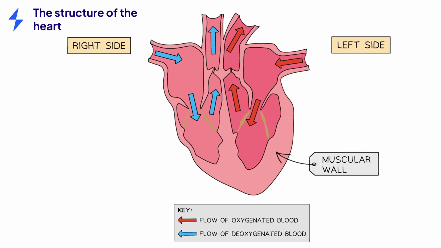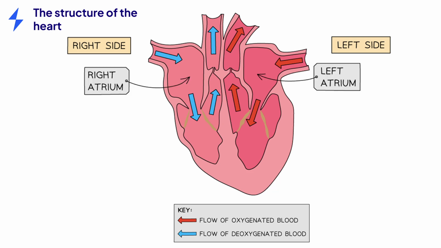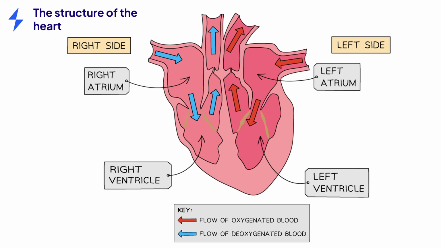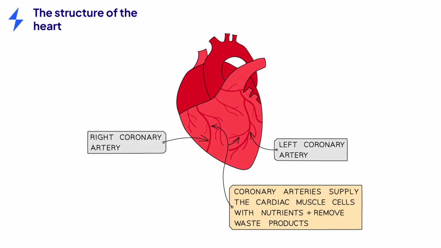Next, muscle tissue called the septum separates the left and right sides of the heart, keeping oxygenated and deoxygenated blood separate. The 4 chambers are named either the right and left atria, which are at the top, or the right and left ventricles, which sit underneath each atrium. Each of these is separated by a valve to prevent backflow of blood and to keep it flowing in one direction. On the outside of the heart, you will find the coronary arteries.